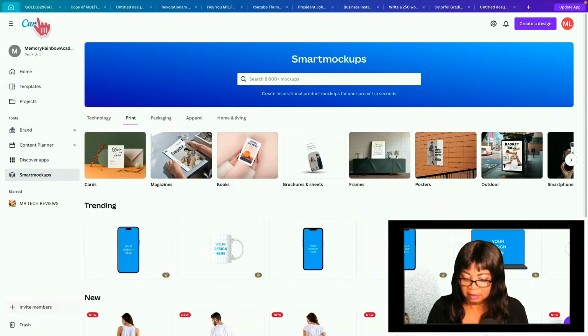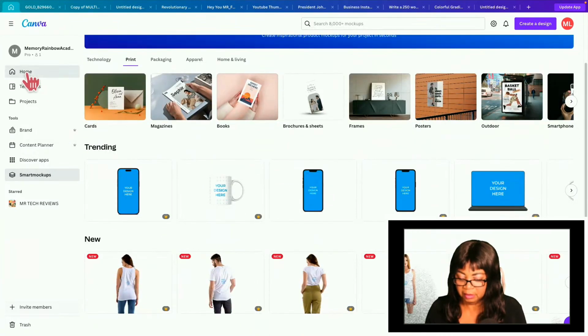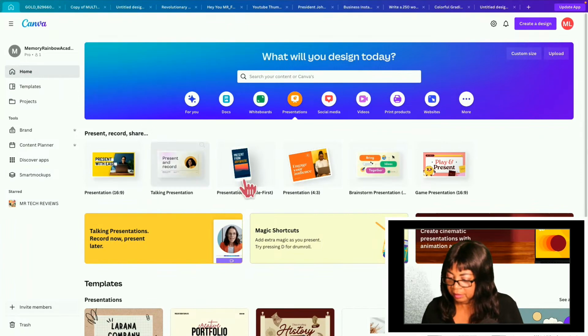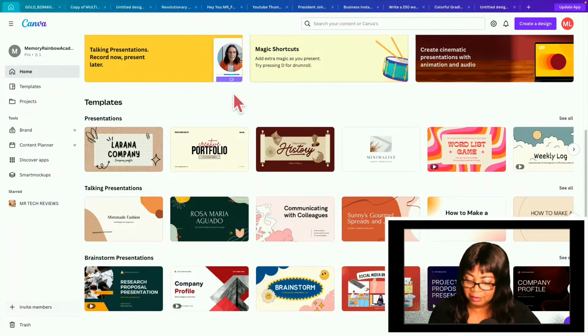So let's go back to home. It's very intuitive, actually. It's pretty easy to use. It's very difficult to get lost in. It's one of the nicer programs that I've used, so I would definitely recommend it. It's great, and like I said, you can have a free account and just give it a try.